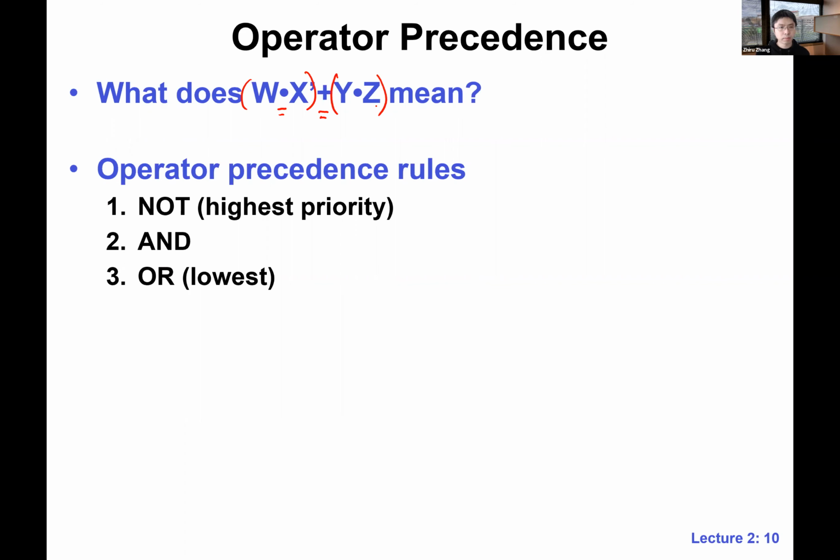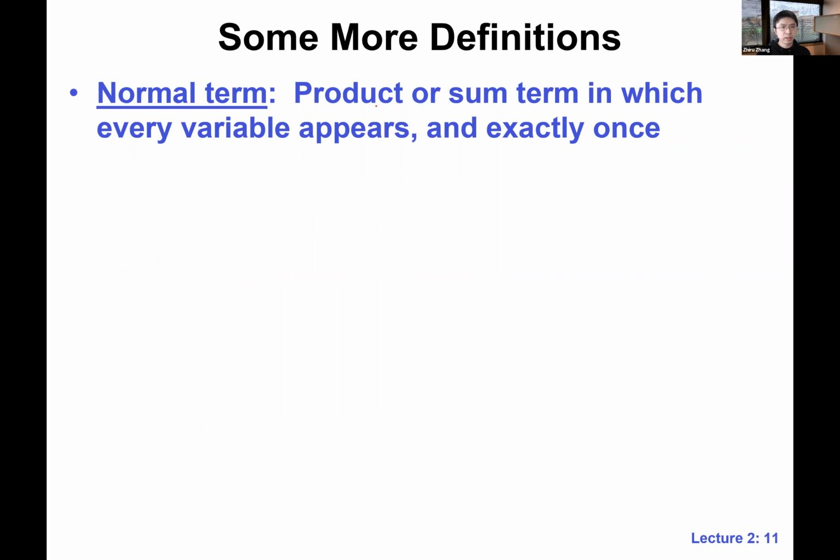Okay. Some more definitions. We just look at what is a product, and what is a sum. And there's also something called a normal term.